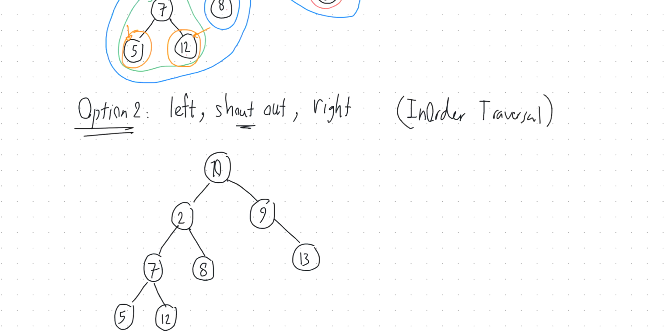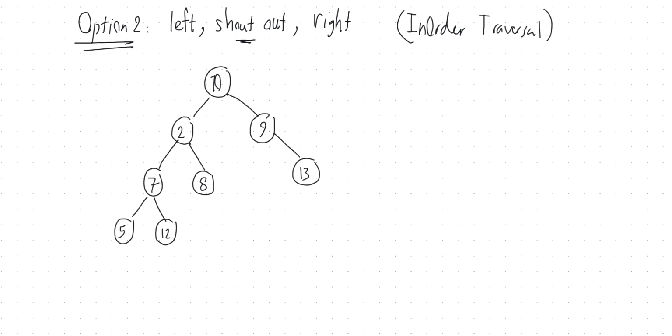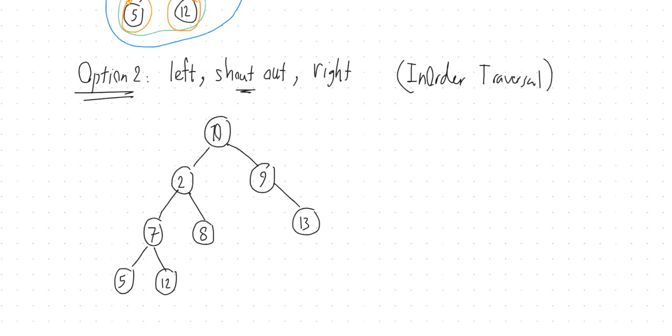Okay. So remember left first, then the middle, then the current node, then the right node. So starting from the root, we don't write 10 yet because we have to process the left subtree before processing the current node. So we go to the left subtree. We go to here. Again, we don't print 2 because we first have to process its left subtree.